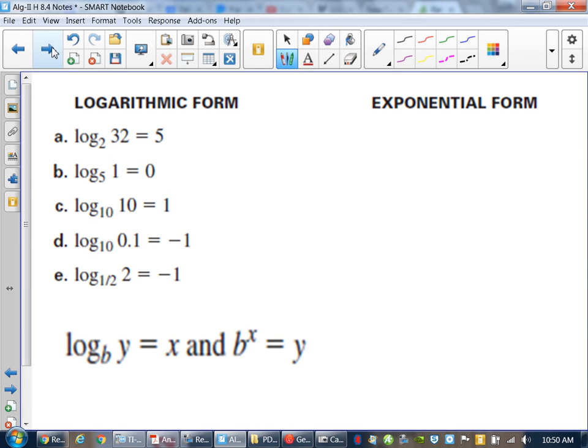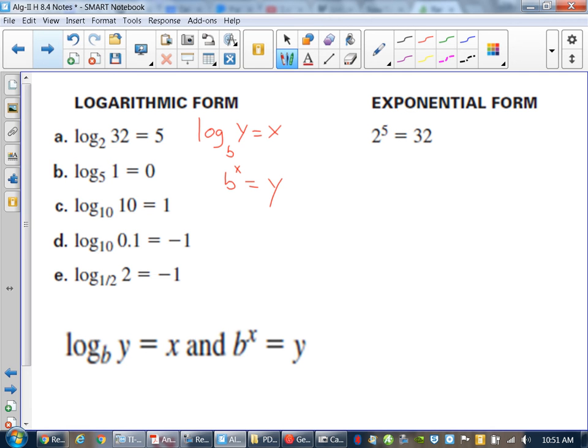Because once you get the idea of what it means to go between logarithmic and exponential, as you read the questions, you're like, oh yeah, that's how that works. So, log base 2 of 32 equals 5, which means 2 to what power is 32? 2 to the 5th. That's all that means. Because remember, log base b of y is x, so b to the x is y. That's all we're worrying about for right now: how the logarithmic form switches back and forth to exponential form.